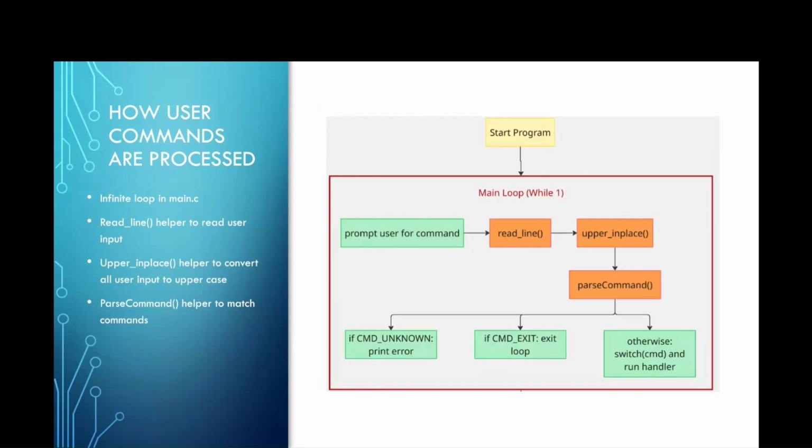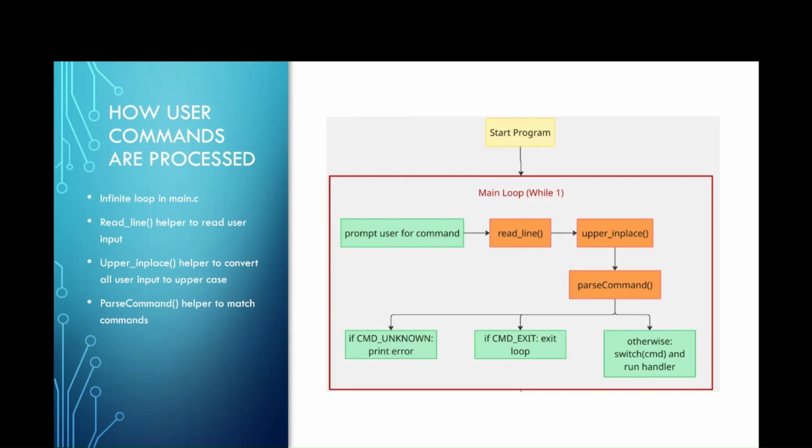So how are user commands processed? If we take a look at the diagram on the right-hand side, the program starts and immediately enters the main loop, which will run continuously. Within the loop, the program will prompt the user for a command, and then it will pass the input through three main helpers in sequence. The first being readline to safely read the text, followed by upper in place to make the user input uppercase, and lastly the parse command helper to translate everything into a command type.